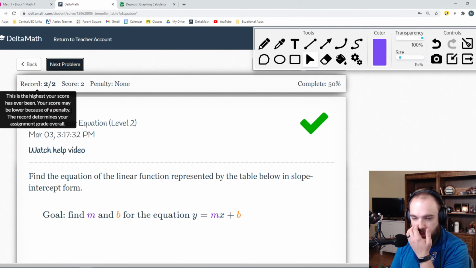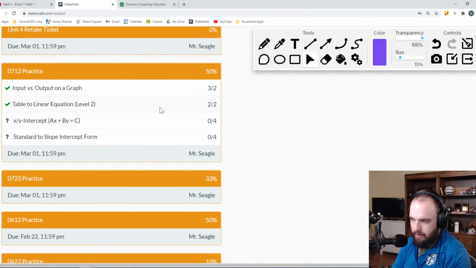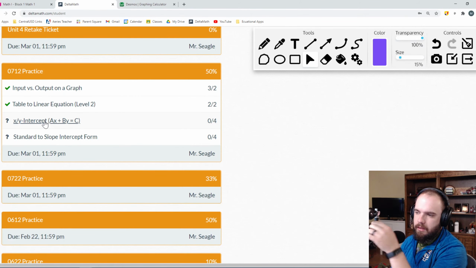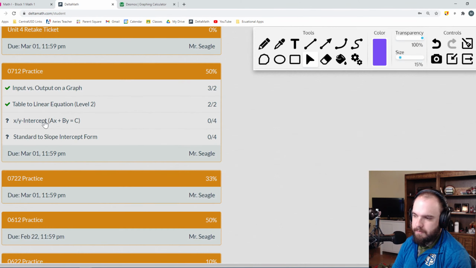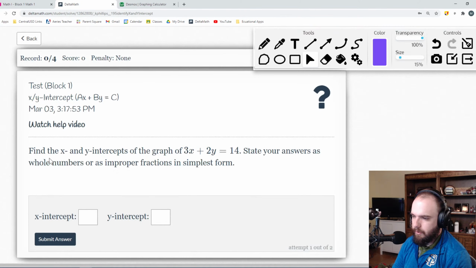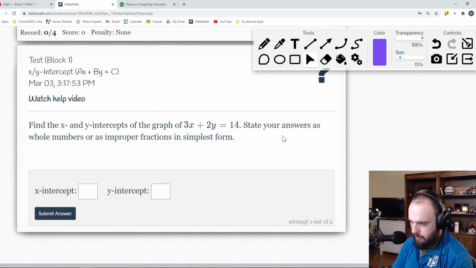Again, you don't have to do more than 2. I'm only asking you to do 2 of these problems. So we hit back. I'll do 2 of each of these, right? So I'm just working through the problems. So the x and y intercept for ax plus by equals c. All right, so we want to find the x and y intercepts for the graph 3x plus 2y equals 14. State your answer as a whole number or as an improper fraction, right? So we're just going to leave it as an improper fraction. Okay, so let's go ahead and bring this equation back to my iPad.